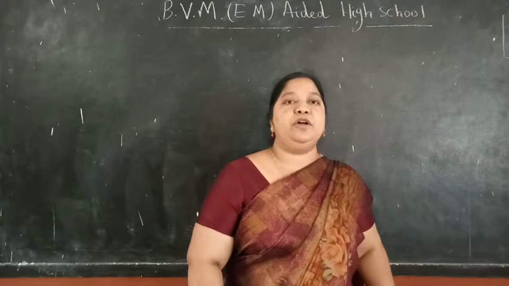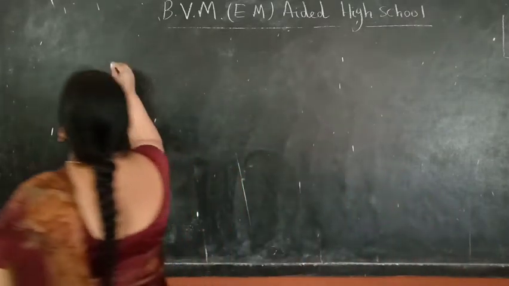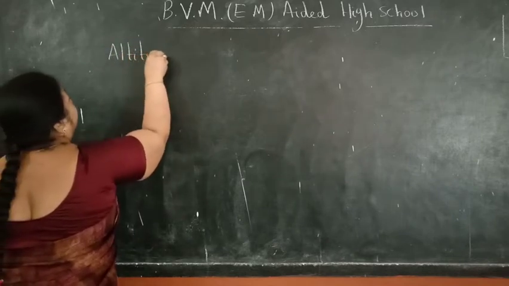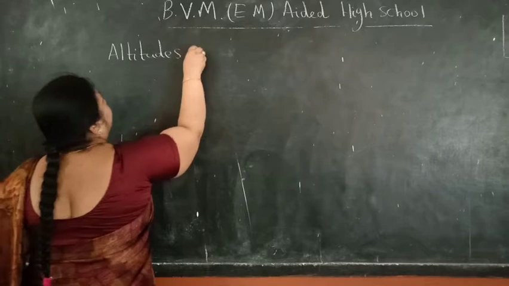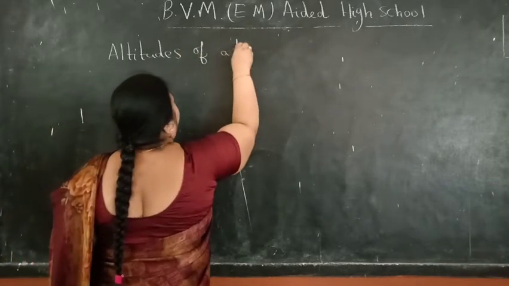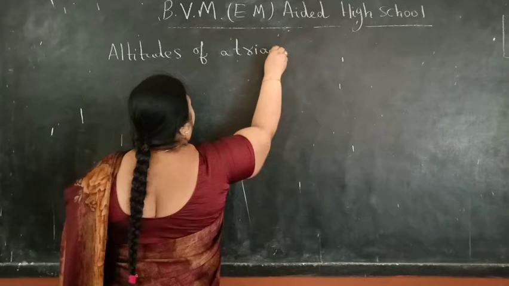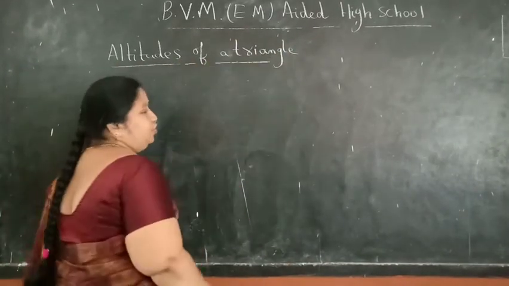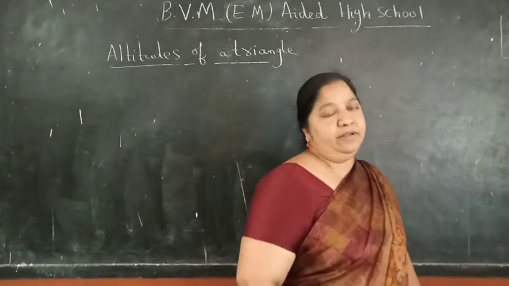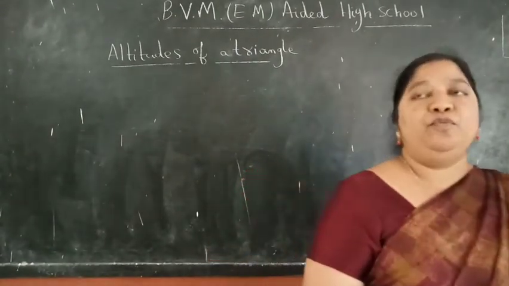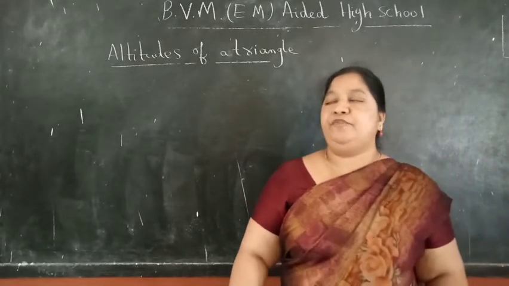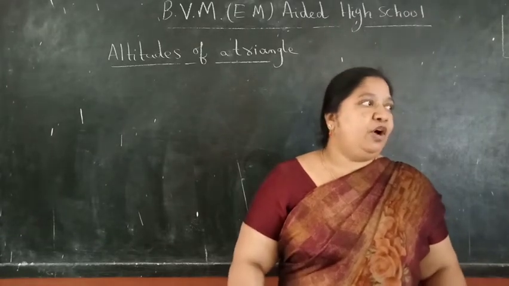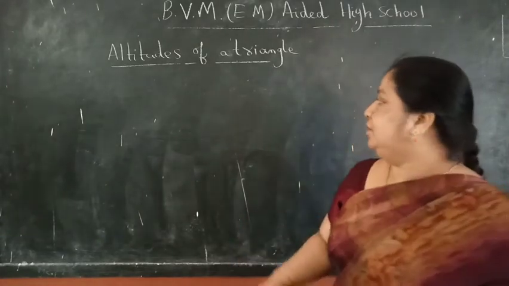Today we discuss the altitudes of a triangle. Altitude means height in different situations. You find out the height in different situations in mathematics. Suppose you take a tree. How do you measure the height of a tree?